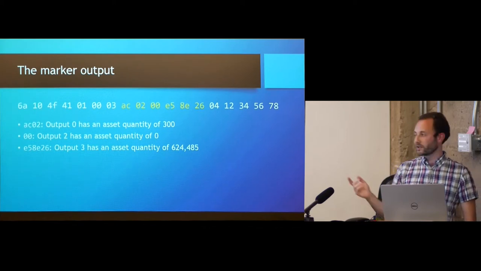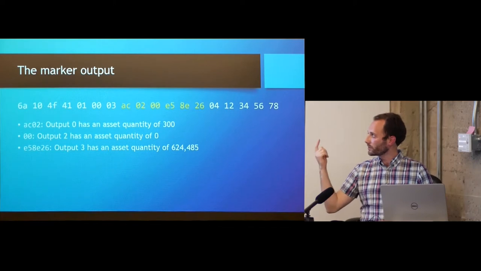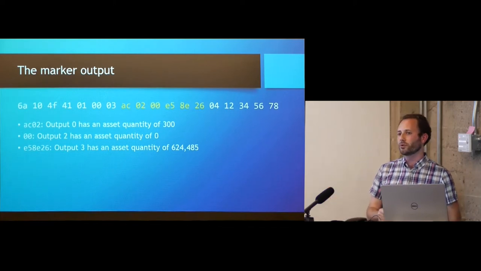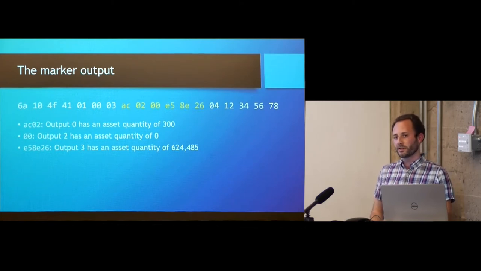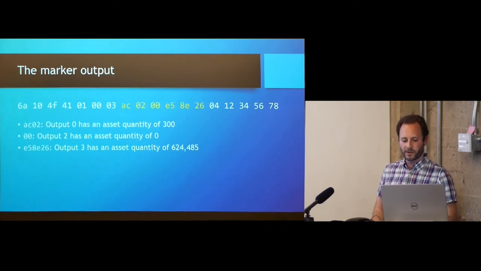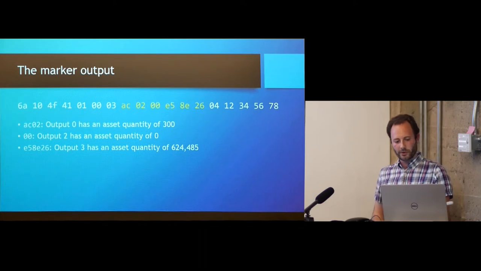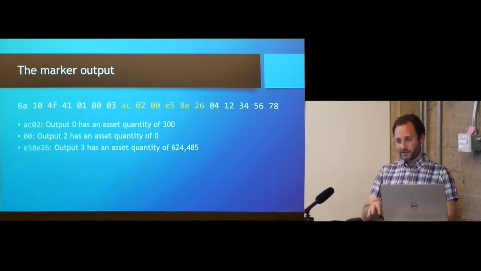So the first value in the example is AC02, which is 300. This encoding is used in protocol buffers, so there's code that exists so that you can encode and decode those values. I'm not going through the details here, but basically, the first value is 300. The second one is 0, and the third one is this large number. And so this is the important part.